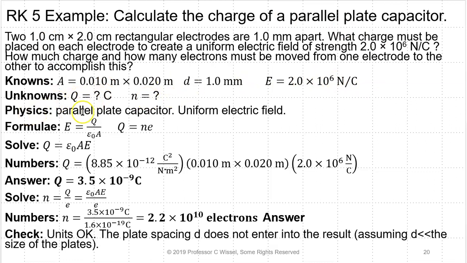The physics of this is a parallel plate capacitor. We're going to assume it has a uniform electric field. It's ideal. The formula: E equals Q over epsilon naught A, and Q equals N e. We solve for Q. Q equals epsilon naught A times E. So now we can stick in numbers.